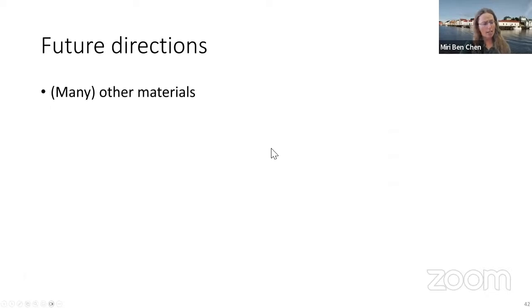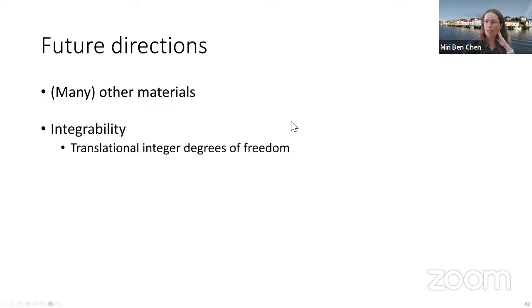Okay, so what other things do we want to do? We want to work with additional materials. In terms of the theory, there's a big problem with integrability, in that the translational integer degrees of freedom are not handled.